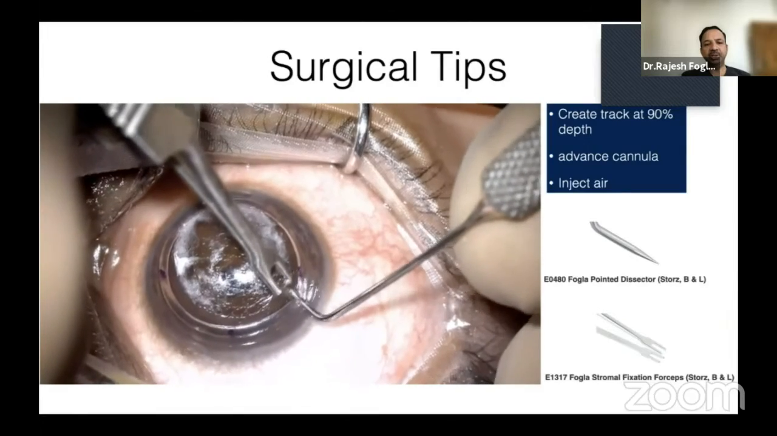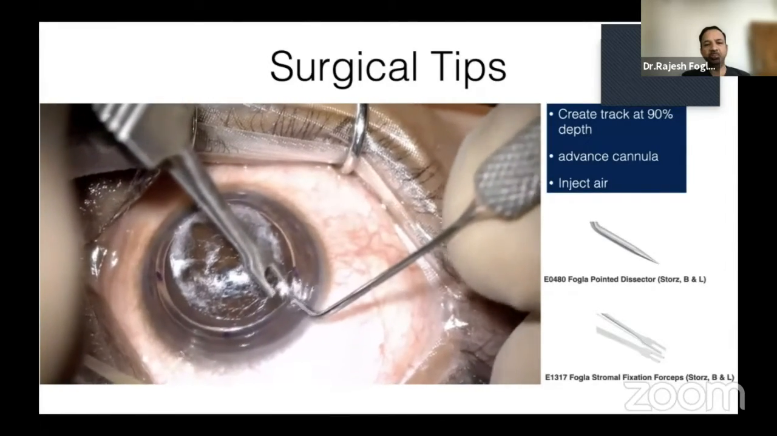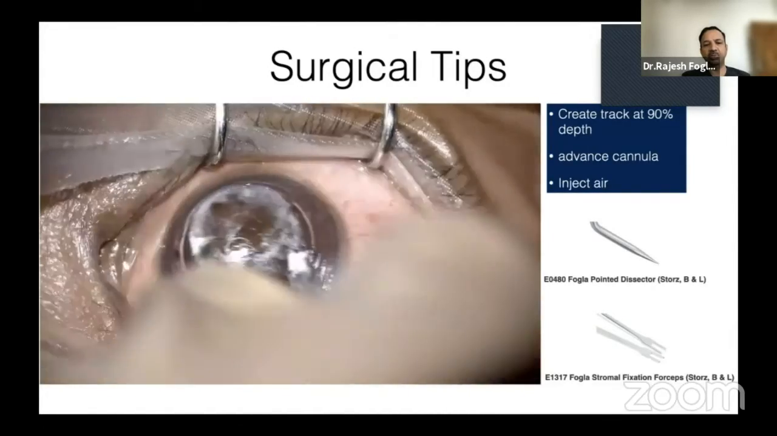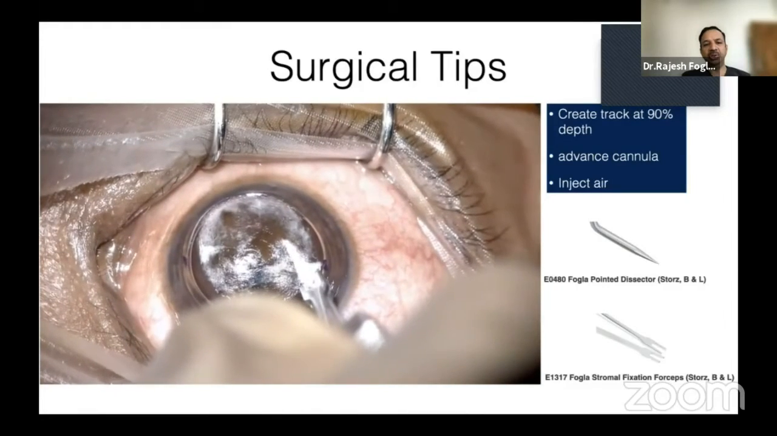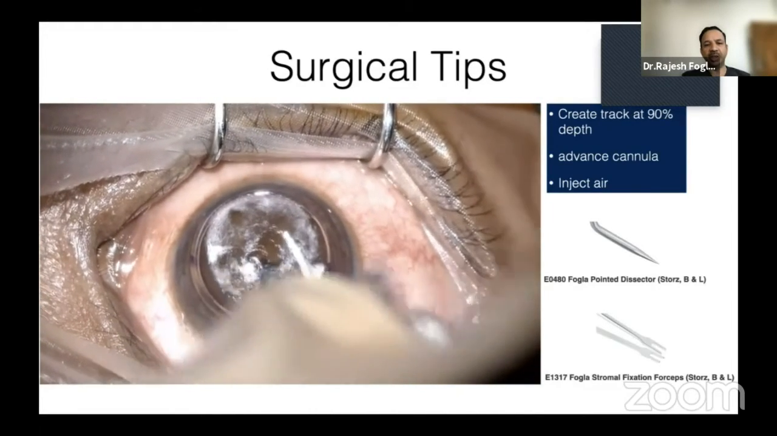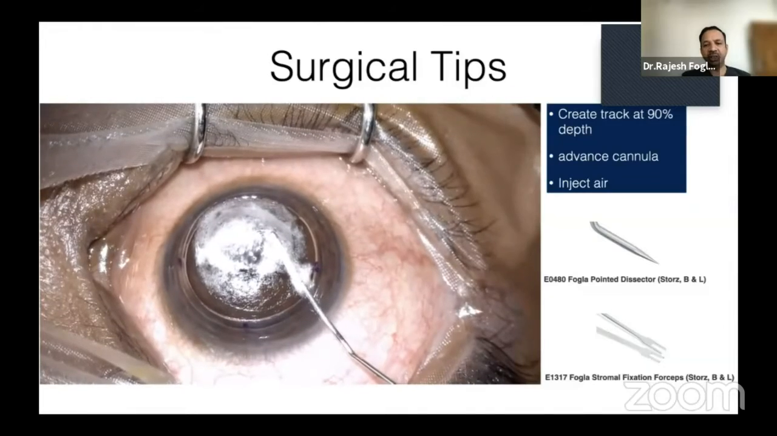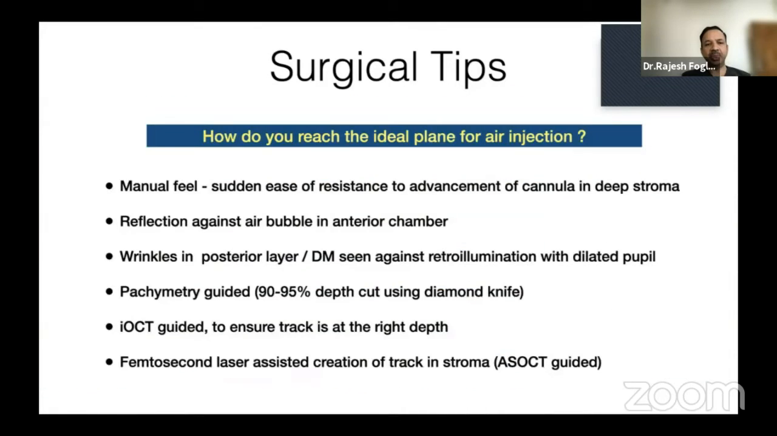Now, after you have debulked, you go to the base of your trephination and then make a small stromal track. Then you introduce your cannula, either centrally or paracentrally, and you inject air to create the big bubble. How do you feel you're at the right place? You will feel a sudden ease of resistance as you advance the cannula. You can look at the reflection of the cannula against the air bubble. If you keep the pupil dilated, you can see some wrinkles close to the Descemet membrane.